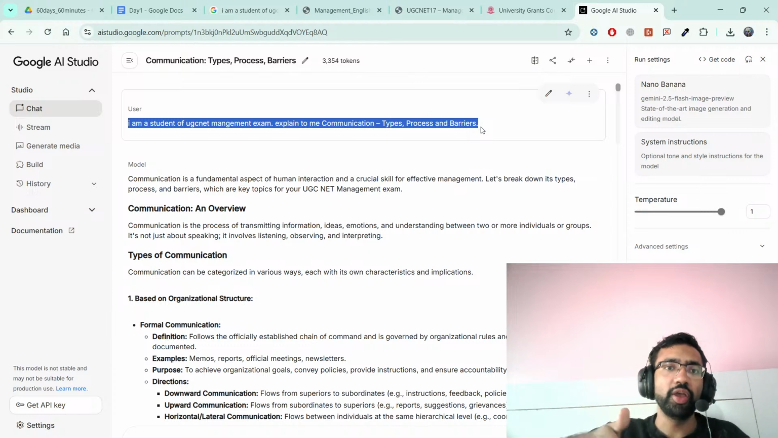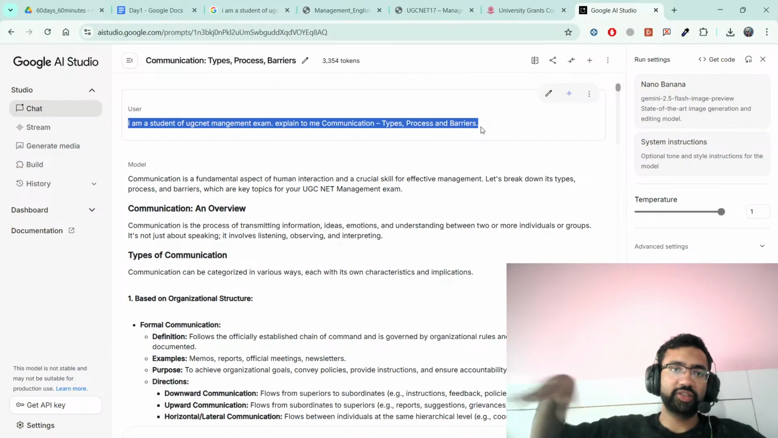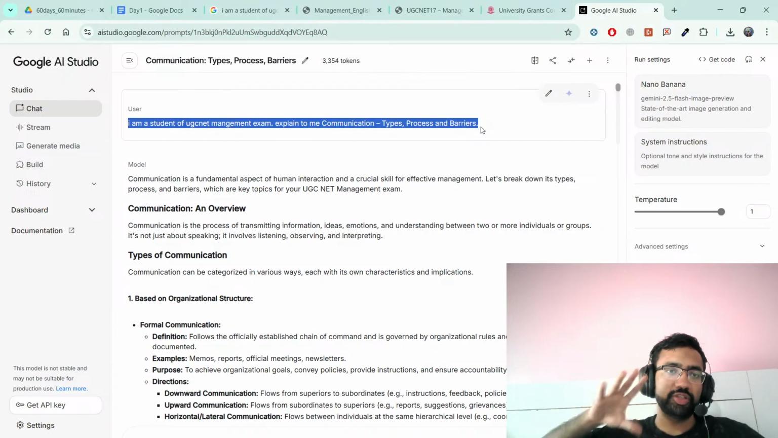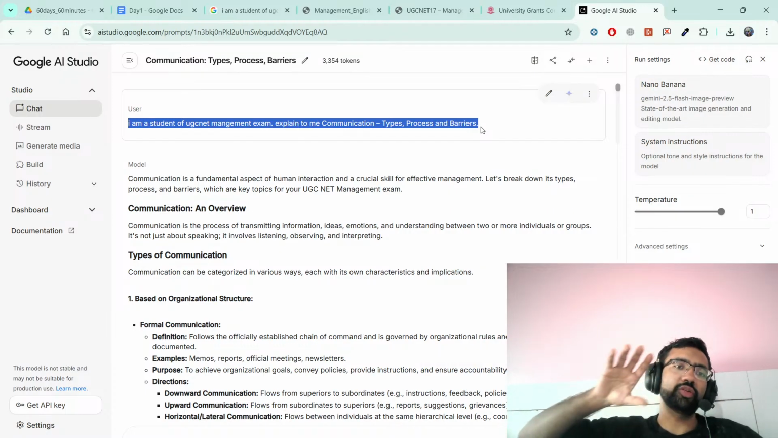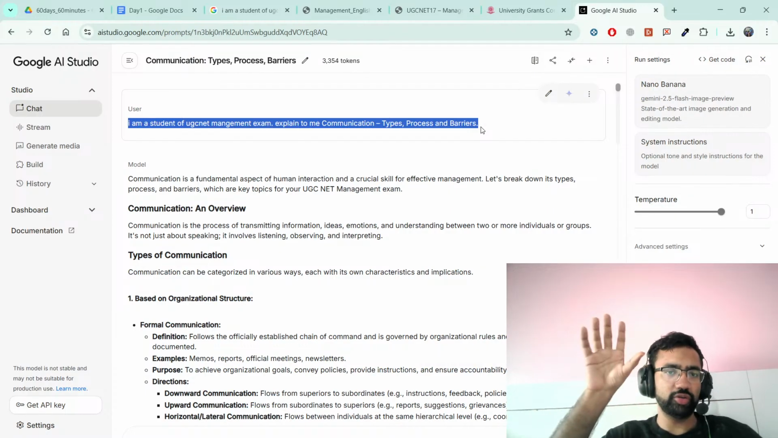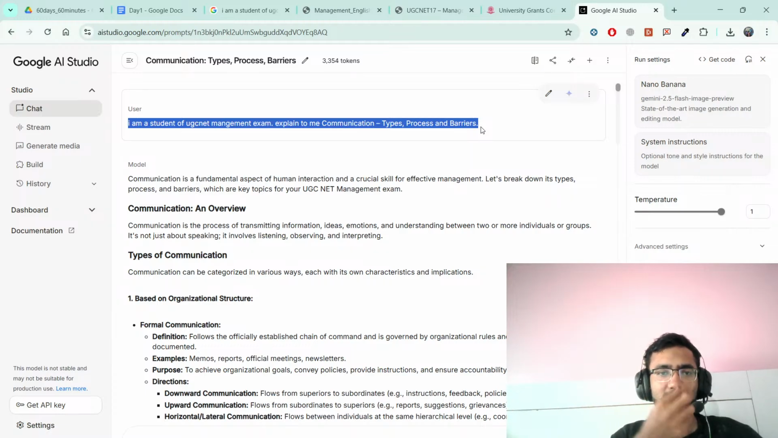So when you have told this LLM model that I am a student for UGC NET management and explain this concept to me, it will try to find, okay, this person wants to understand this topic in relation to UGC NET management. Whatever data it has scraped from all the websites teaching UGC NET management, it will show you data which is more or less common with those websites. That is how it works.